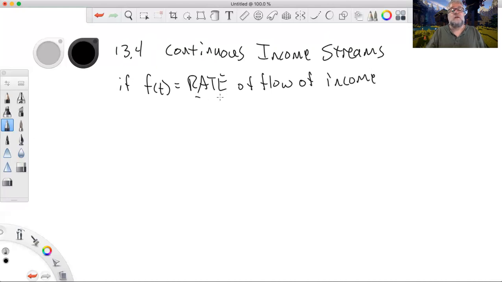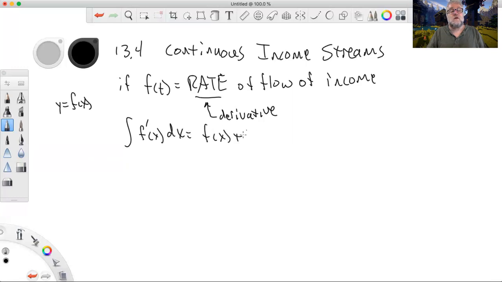What does rate mean? What does rate mean? Think about it. Right, rate means a derivative. So f of t is a derivative, and as you recall, if we have y equals f of x, if we take the integral of the derivative, we get the original function back. That's why this is called the antiderivative.